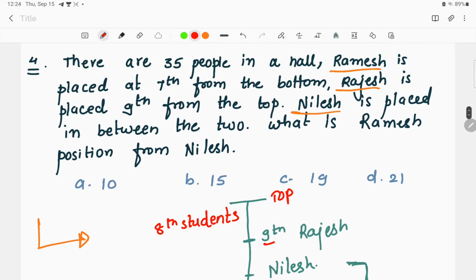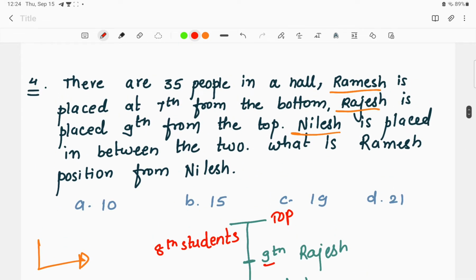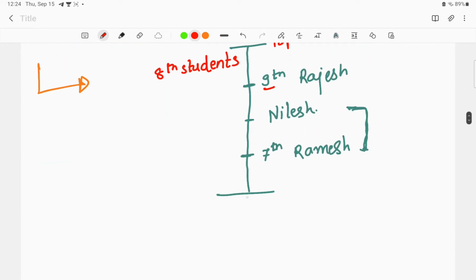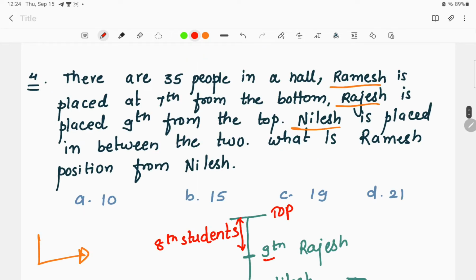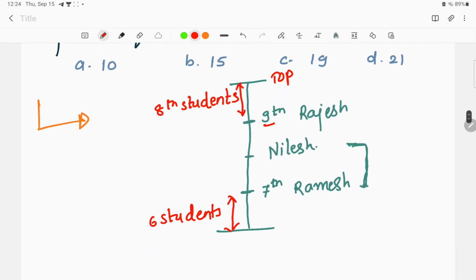Now next, Rajesh is placed at the 9th from the top. This is the first thing that we can see here. And Ramesh is placed at the 7th from the bottom. So basically, how many students will be here? There will be 6 students here and 8 students here, right? Next, one more data provided over here is there are 35 people. So if we go 8 plus 6, here are 8 students and here are 6 students. So 8 plus 6 is equal to 14.